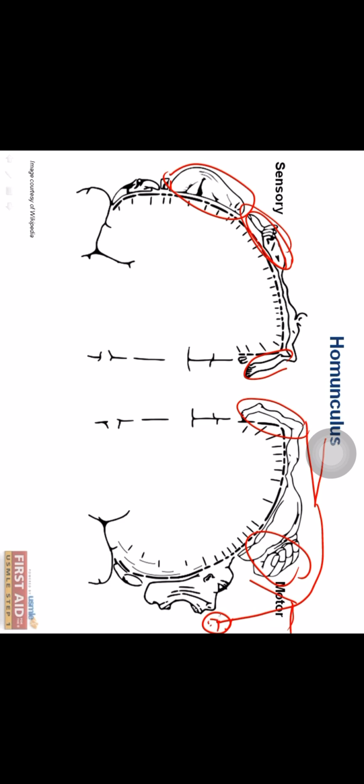Step 1 loves to combine information about the homunculus with the distribution of the cerebral arteries. For instance, you should know that defects in movement or sensation of the lower extremities may indicate involvement of the ACA, or anterior cerebral artery, while defects in the movement of the mouth or the tongue may denote involvement of the MCA, which would be the middle cerebral artery. And we'll talk a bit more about these cerebral arteries later.